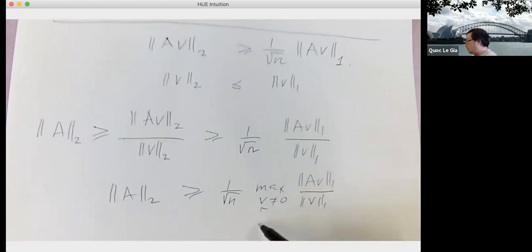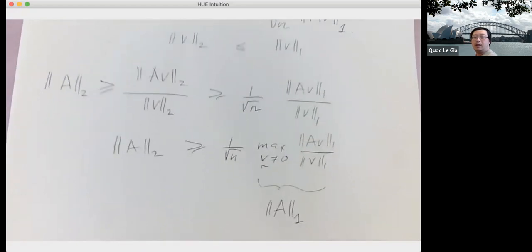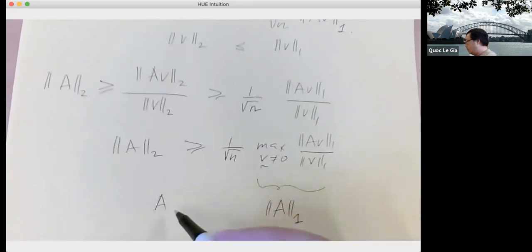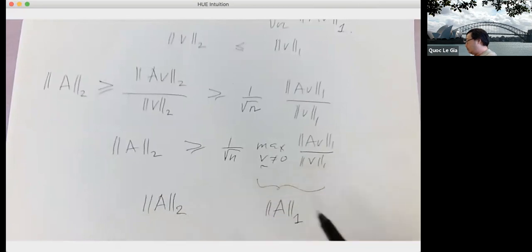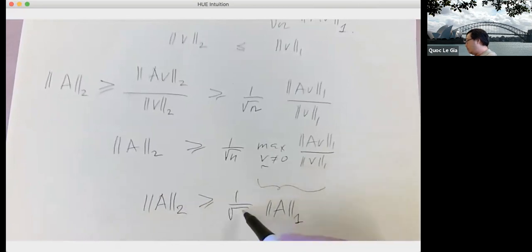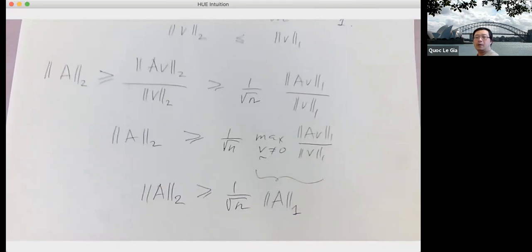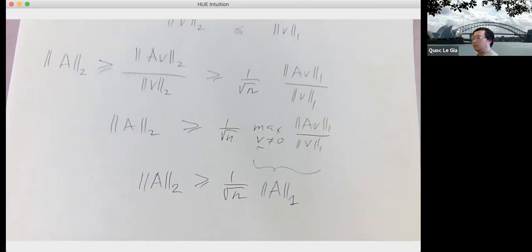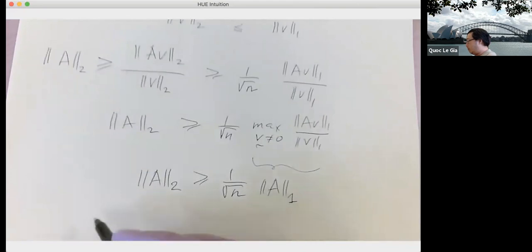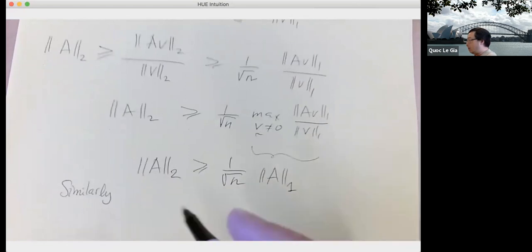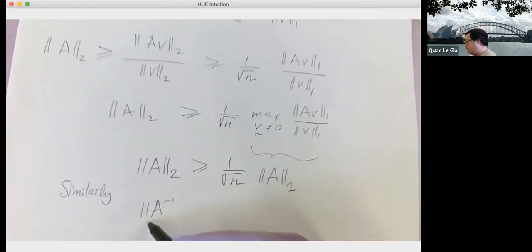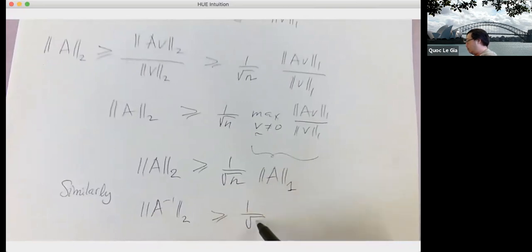And this one will be your one norm of the matrix A. So now you prove that when you take the two norm, A is greater than or equal to 1 over root n times the one norm of the matrix A. Now you do the same for the inverse. So you have the two norm of A inverse greater than or equal to 1 over root n times the one norm of A inverse.